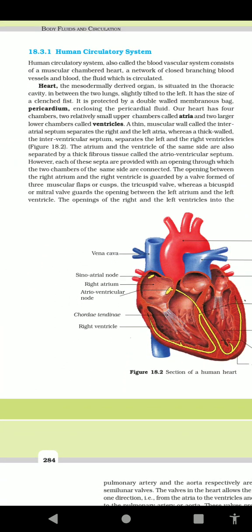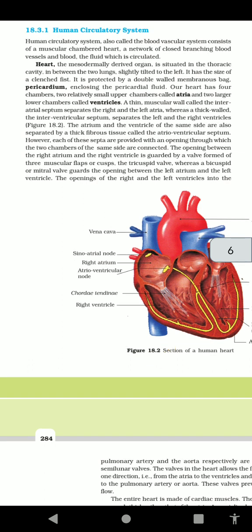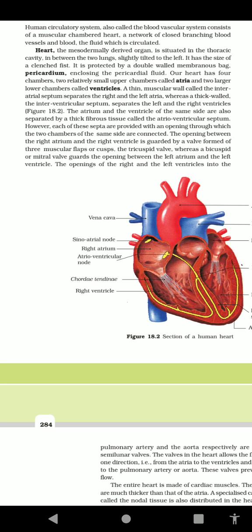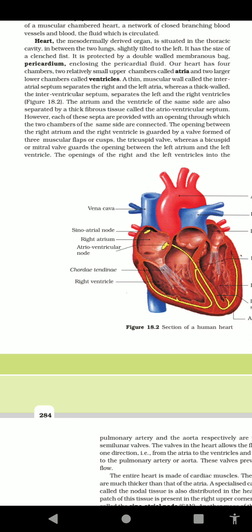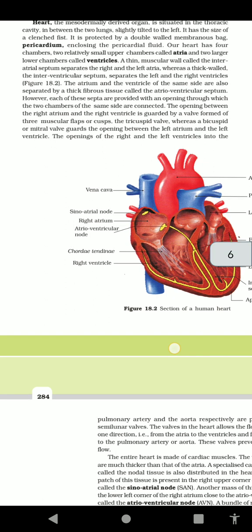The human circulatory system, also called the blood vascular system, consists of a muscular chambered heart, a network of closed branching blood vessels, and the blood, the fluid which is circulated. The heart is a mesodermally derived organ situated in the thoracic cavity, in between the two lungs, slightly tilted to the left. It has the size of a clenched fist. It is protected by a double-walled membranous bag, the pericardium.